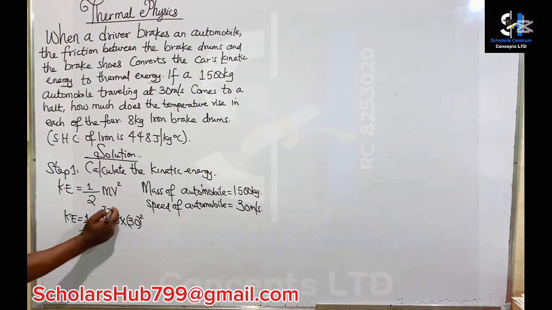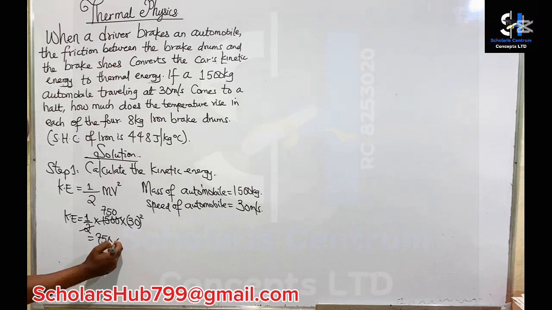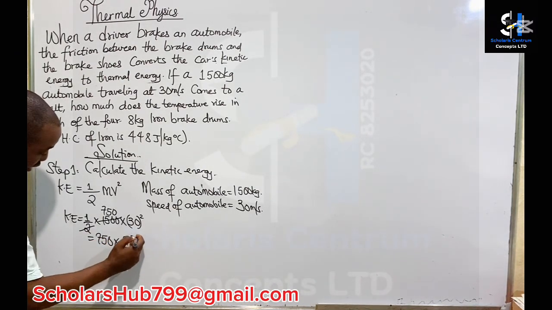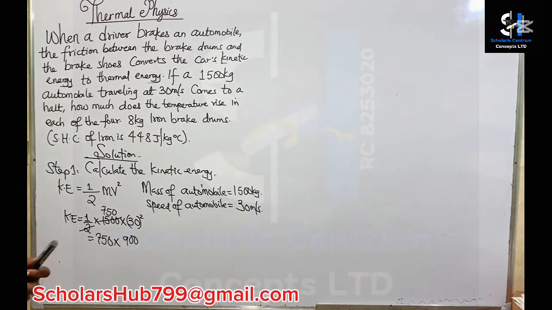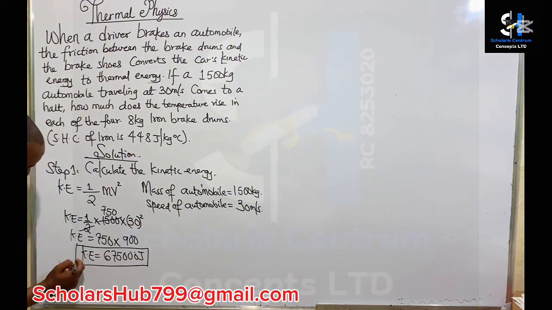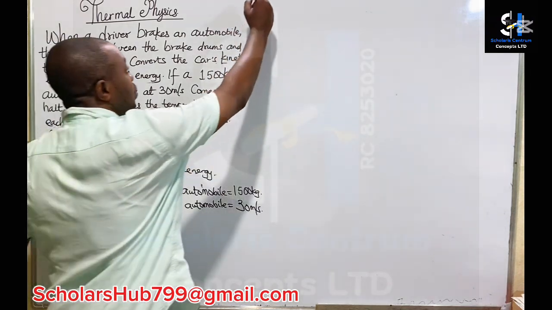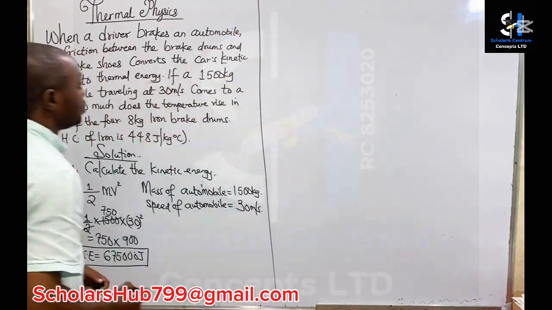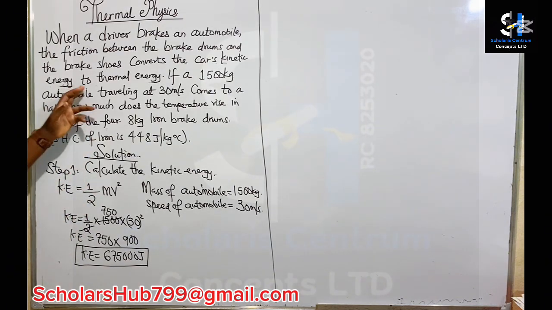1500 divided by 2 is 750. So we have 750 multiplied by 900, and that will be 675,000. So the kinetic energy will be 675,000 joules. This is the kinetic energy of the automobile.